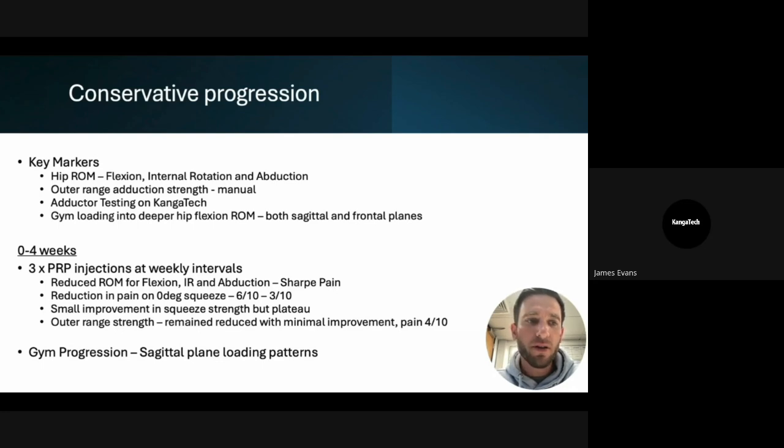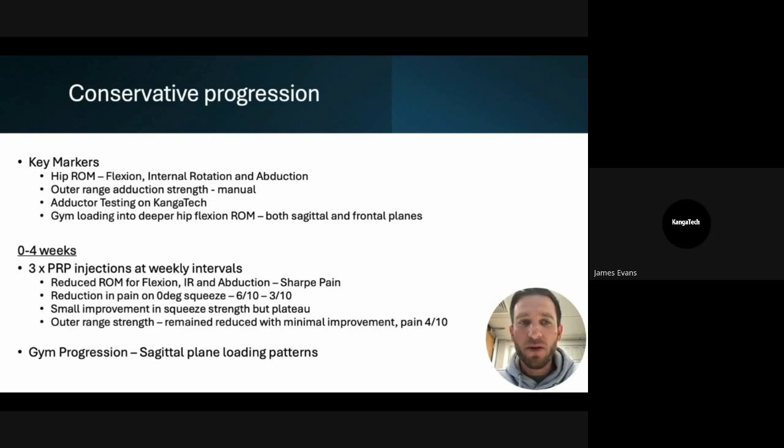So in the first 4 weeks, he had the 3 PRP injections at weekly intervals, and we found that range of movement for flexion, internal rotation, and abduction was still reduced with this sharp pain at the end, and this was the same day in, day out, there wasn't much of a change in this pain. There's a small reduction in pain on the 0 degree squeeze from 6 to 10, and there were small improvements in his squeeze strength, but then this plateaued.